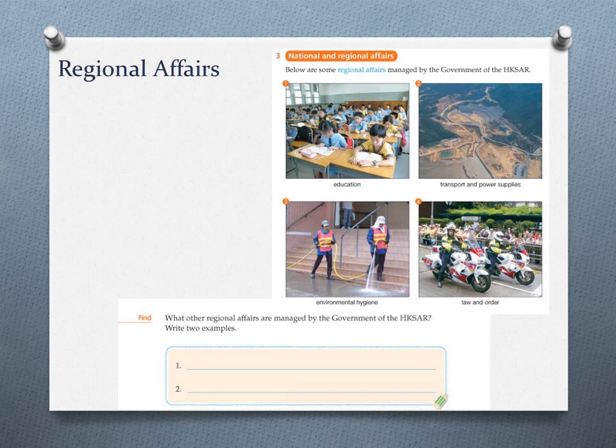Region is smaller than a nation. When we say nation, that means a bigger one. That means China. China is a big country, and it has many small provinces and regions, and Hong Kong is one region, and that's why it's called regional affairs.